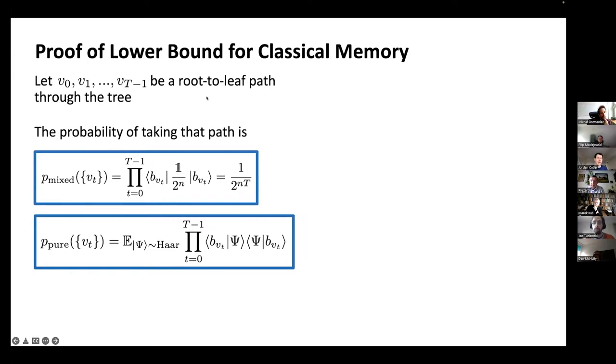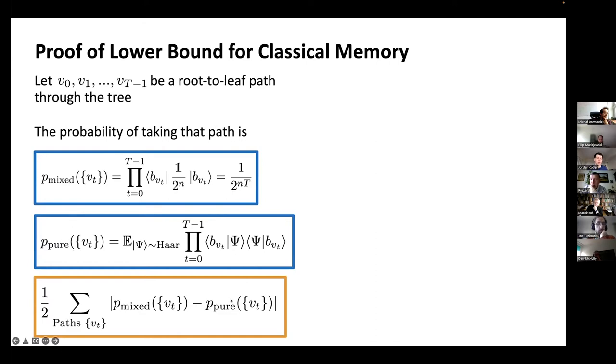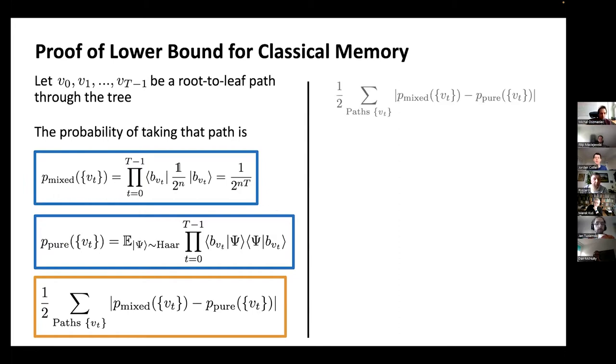Now, by contrast, if we have a fixed Haar random pure state, then we should take the product over our root to leaf path through the tree, our sequence of measurement outcomes. And here's the probability that we go through a series of measurement outcomes. And on the outside, we should average over the Haar distribution, namely, over the possibility of which fixed Haar random state we are receiving. What we would like to do is to show that these two distributions are close to one another, that we cannot distinguish between the possibility of getting the maximally mixed state each time or the fixed pure state each time. Let me just briefly tell you how this works because the proof is not particularly complicated.